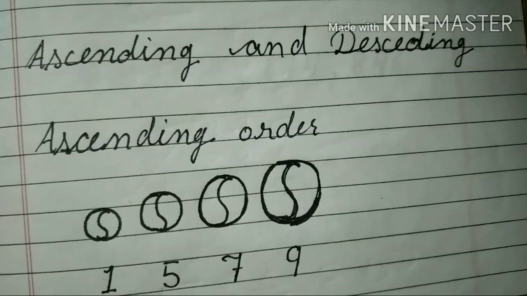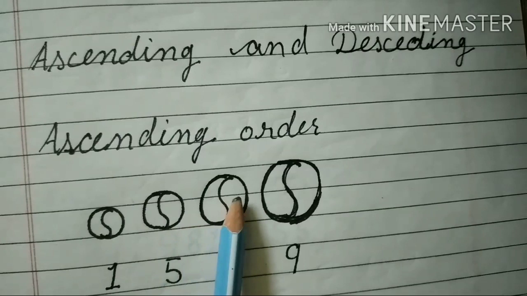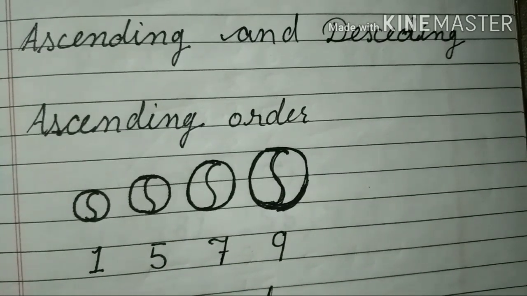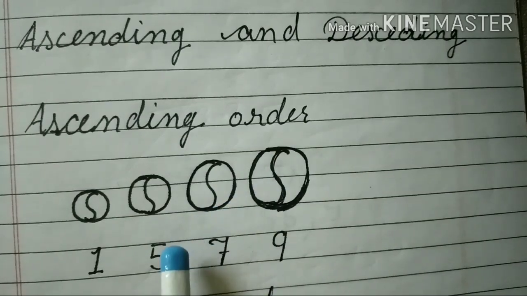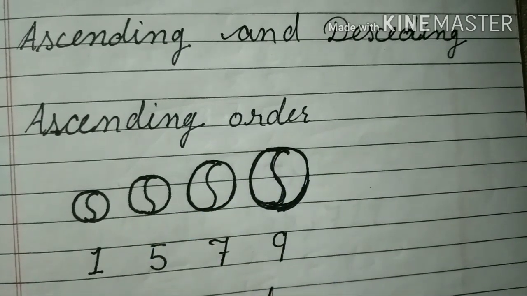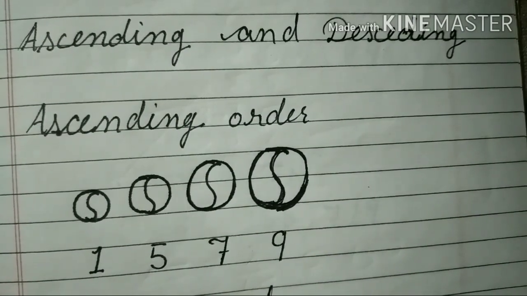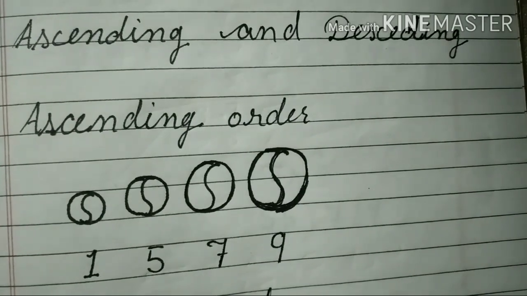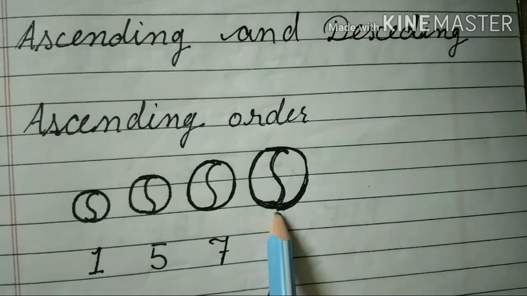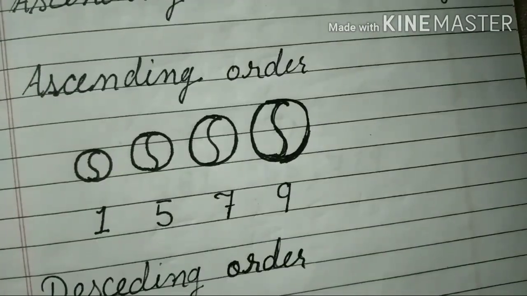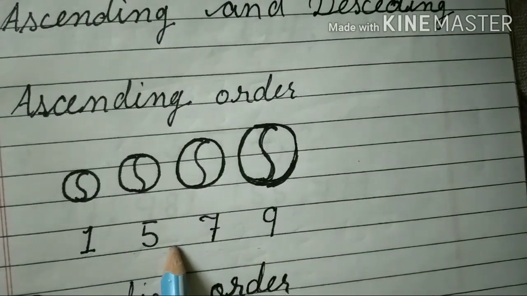Students, now we will learn about the ascending and descending order. First of all, we will learn about the ascending order. Ascending order means arranging numbers from the smallest to the greatest. Now look at these balls. These balls are arranged from the smallest to the largest. Like these balls, when we arrange the numbers from smallest to the largest number, it is called ascending order.